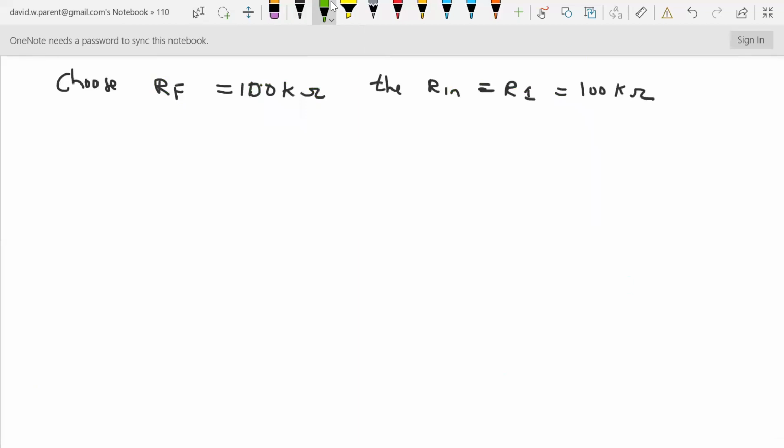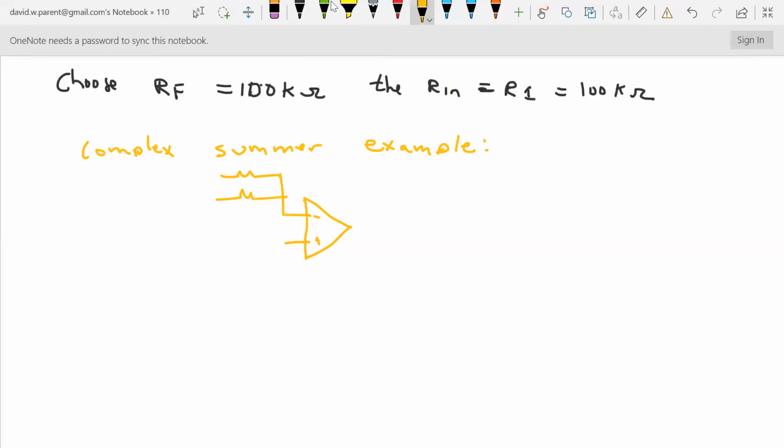But I think what we need is a kind of complex summer example, okay? Now the thing is, I showed you how to calculate it, right? The inverting ones in superposition just become minus RF over R1, minus RF over R2.